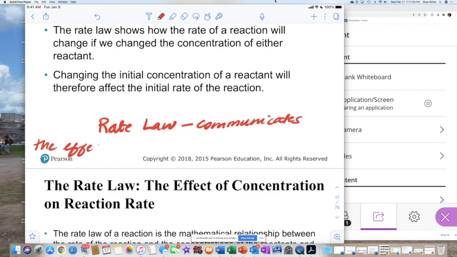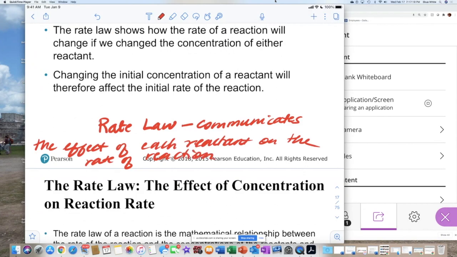the effect of each reactant on the rate of reaction. I try to simplify my definition and I only complicate it when I have to add more information, right? So let's start with simple. We're going to always add to it. The rate law is an equation, and it has a purpose. What does it do? It communicates the effect of each reactant on the rate of the reaction.